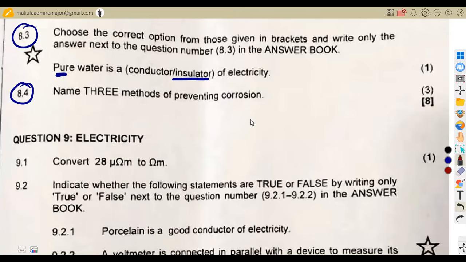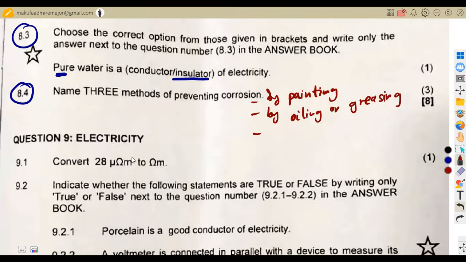8.3, name 3 methods of preventing corrosion. If you're talking about corrosion, you can prevent this by painting. All right, so remember, you can prevent it by painting, by applying oil, or by oiling or greasing, because it's one and the same thing. So this can actually reduce corrosion from happening, or by electroplating with zinc.